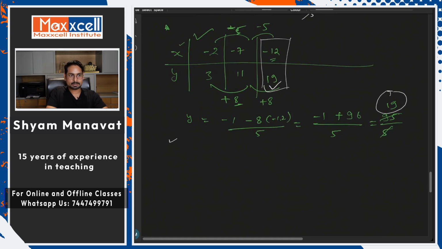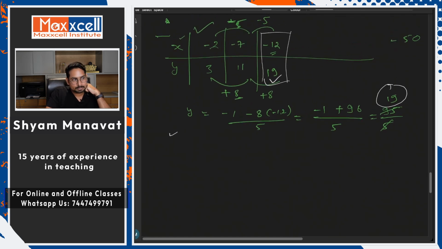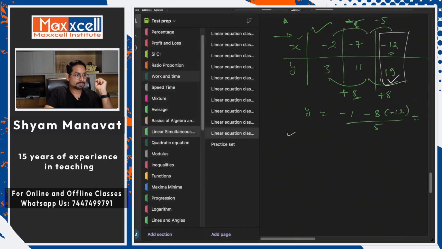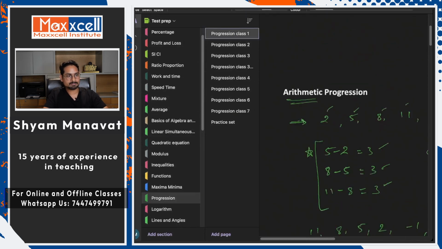So I need to go up till -50 and see how many numbers there are, with a difference of -5. You know what, if you know the formula for AP, arithmetic progression, you can apply that also, which you will find in my progression lecture number 1. Here we have formulas.